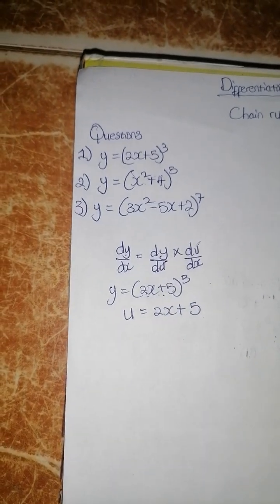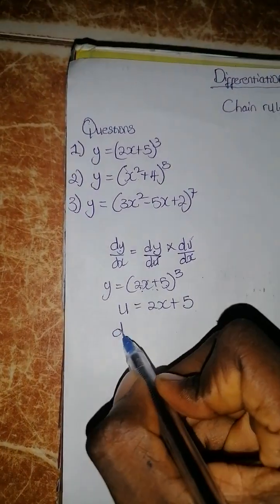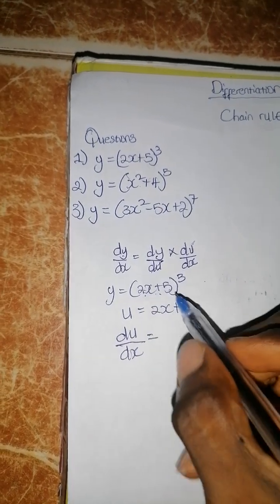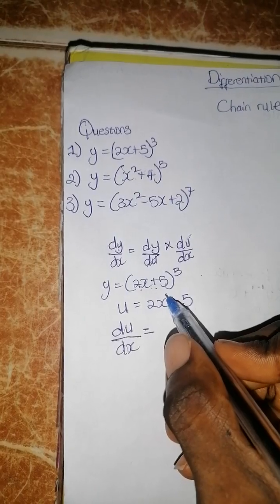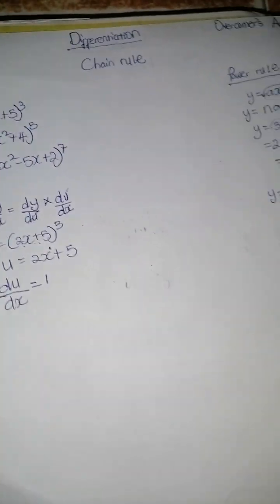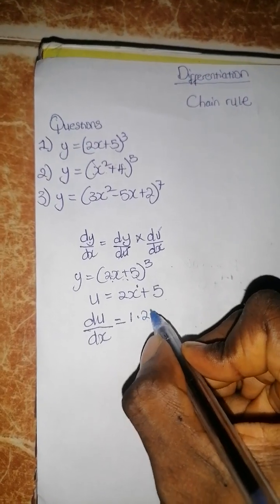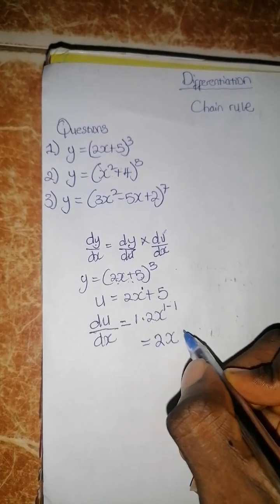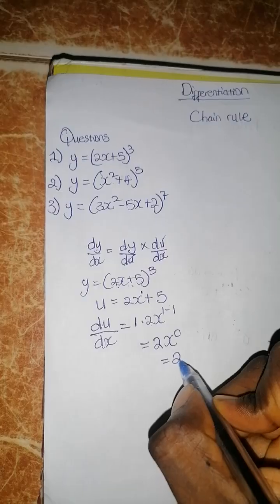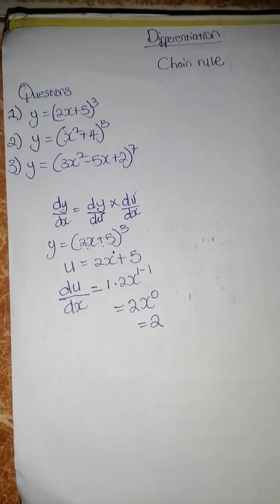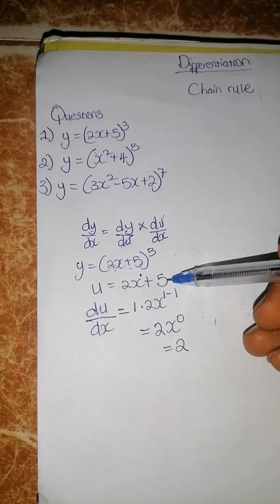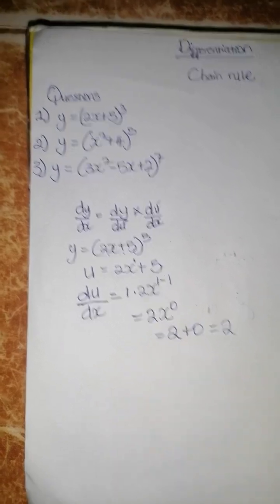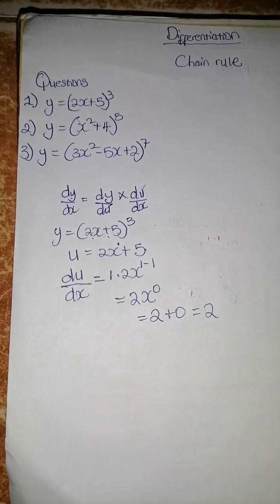Now let's differentiate u with respect to x, du over dx. I'll have what? Remember, there is a 1 here. There's always a 1 here. So I'll have 1. Remember the power rule. 1 times 2x to the power of 1 minus 1. We have 2x to the power of 0, which is equal to 2. And always note that if you should ever differentiate a constant like 5, you have 0. So of course you have 2. Have you seen? Very easy.